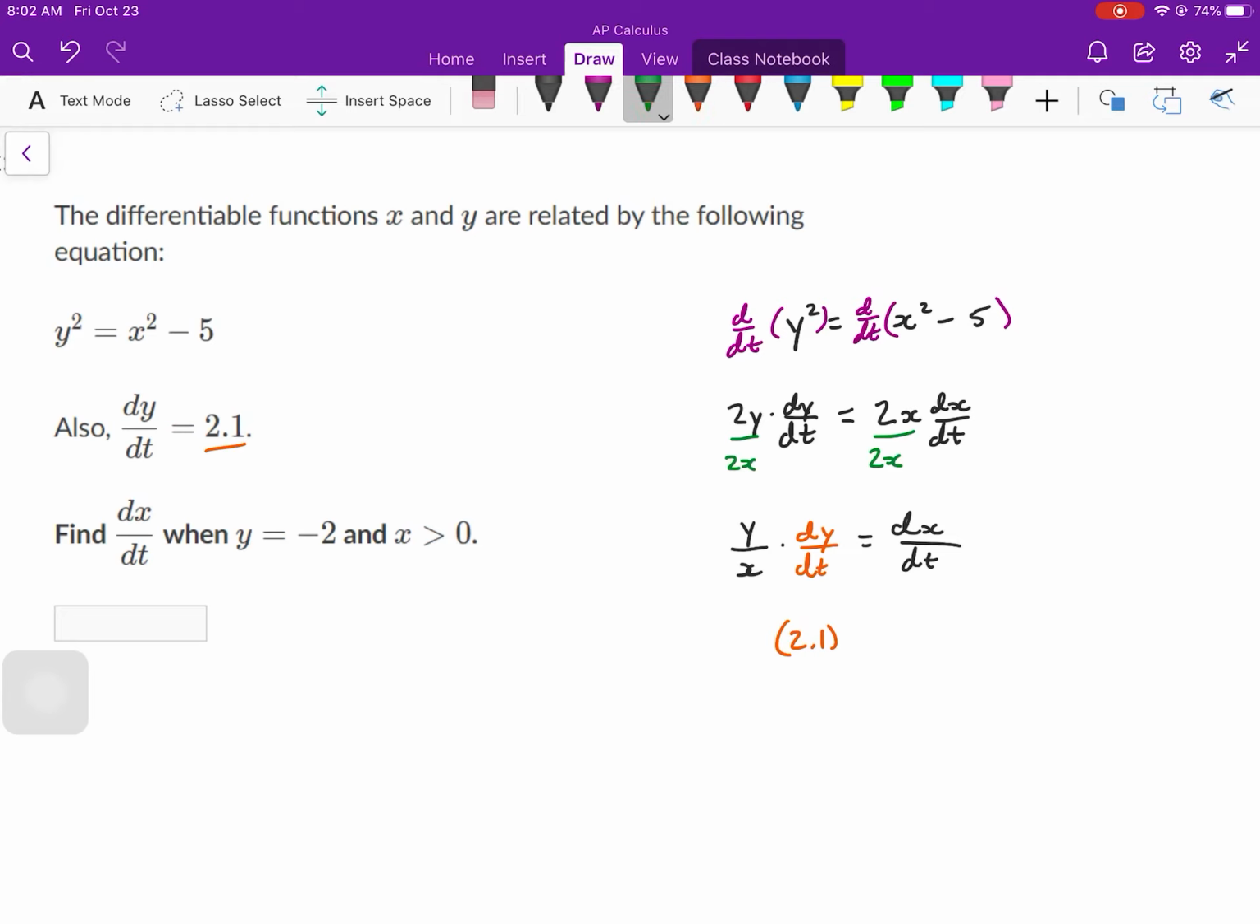And then I also know that y is -2, so that will go right here. And then last, x. What is x? They didn't give us x, did they? They just gave us y, but they did give us an equation. So for x, we're going to use y squared equals x squared minus 5, and we're going to plug in the -2 for our y and solve for x.